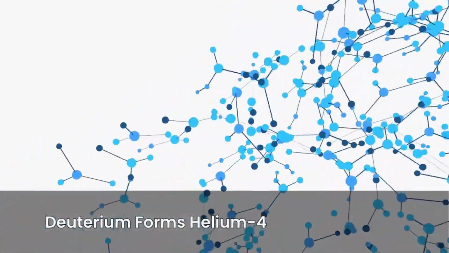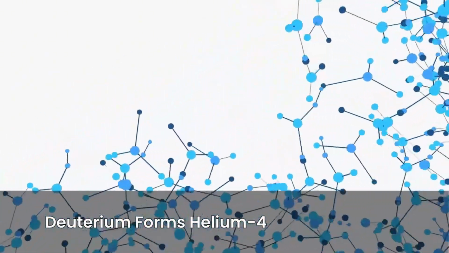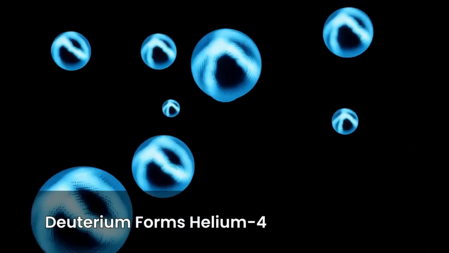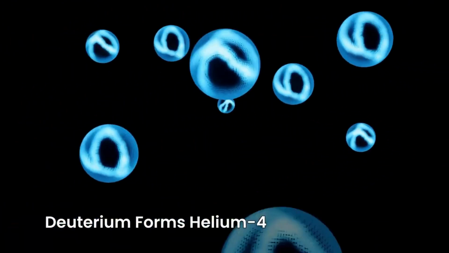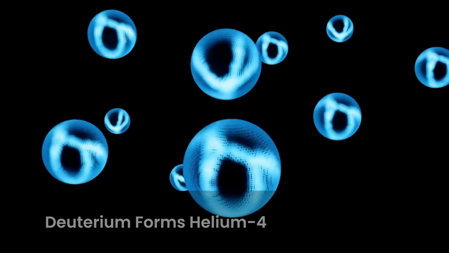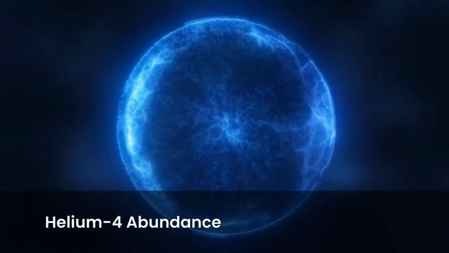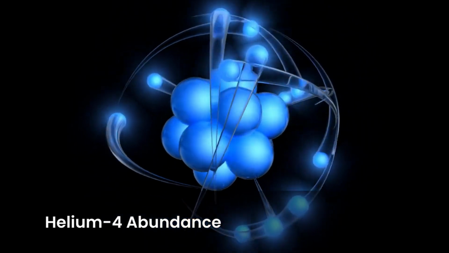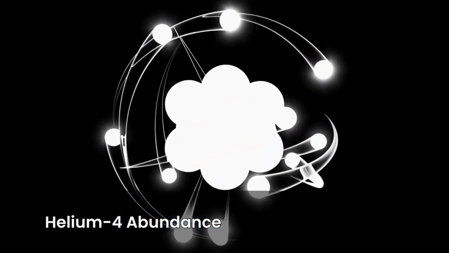Once deuterium formed, it quickly reacted with protons and neutrons to produce heavier elements, primarily helium-4. Helium-4 is an exceptionally stable nucleus, consisting of 2 protons and 2 neutrons. A vast majority of neutrons present in the early universe ended up bound in helium-4 nuclei. This explains why helium-4 is the second most abundant element in the universe, after hydrogen.